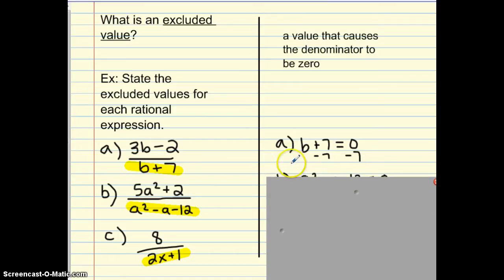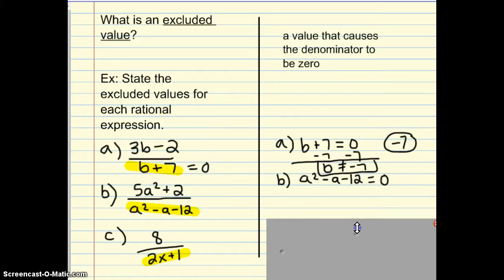So an example A, b cannot be equal to -7 because that would result in a denominator of 0.